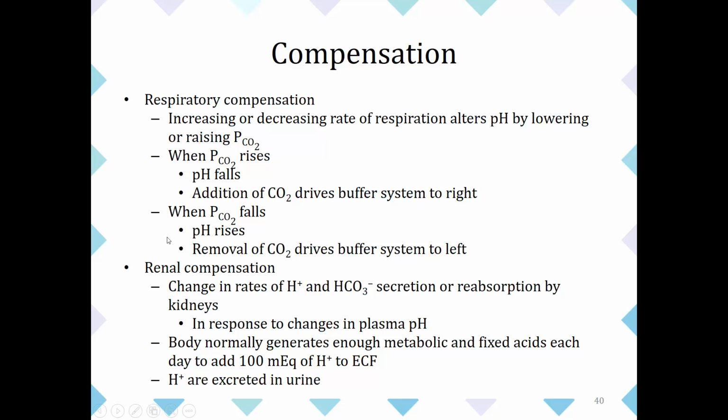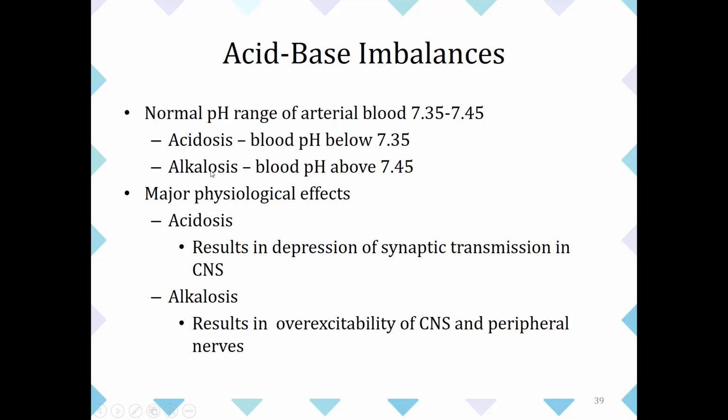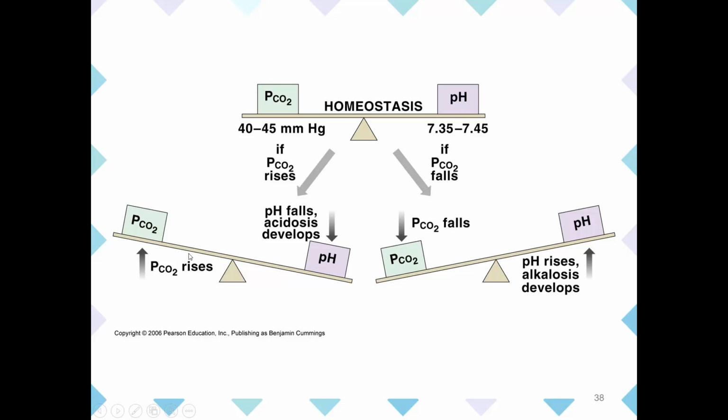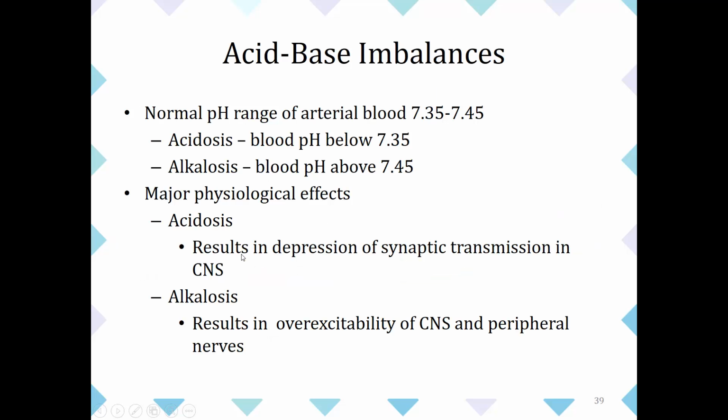Okay? So respiratory compensation is increasing or decreasing the rate of respiration to alter the pH by either lowering or raising the PCO2. When PCO2 rises, pH falls, right? That was our figure right here. When PCO2 rises, pH falls. We have to blow off this CO2 to get back to normal. We have to increase the rate and depth of breathing to get back to homeostasis.